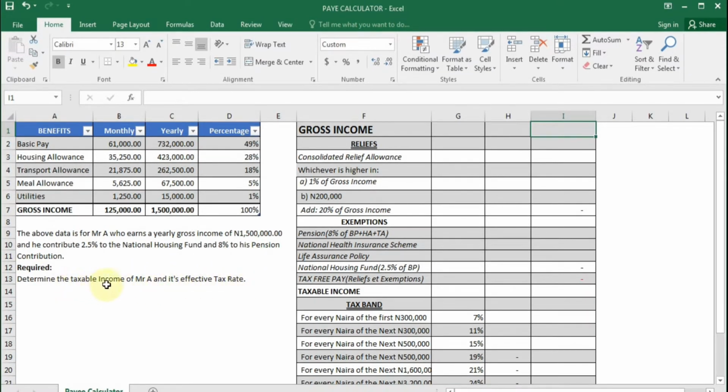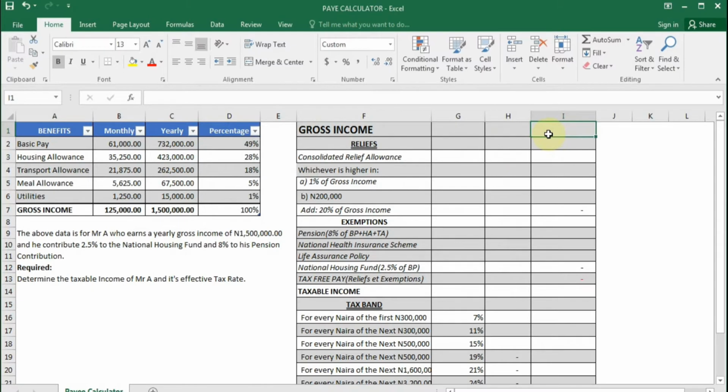Sure, we can get taxable income, but for us to get the effective tax rate, we definitely need to know what tax he is paying, and from there we can deduce the effective tax rate. So from the PAYE format, the first thing we need to do is identify the gross income, and the gross income is the addition of earned income and unearned income.